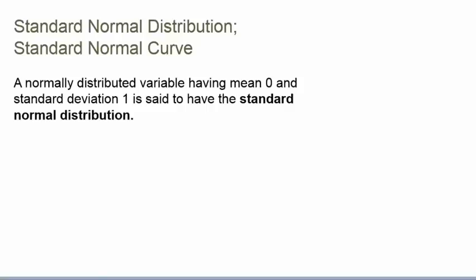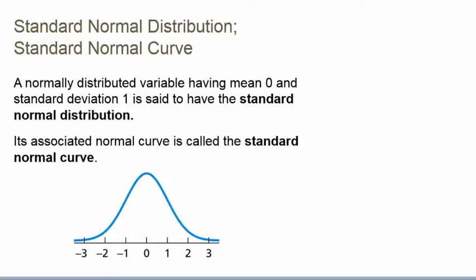Standard normal distribution, standard normal curve. A normally distributed variable having mean 0 and standard deviation 1 is said to have the standard normal distribution. Its associated normal curve is called the standard normal curve. So the standard normal curve is symmetric, goes up from left to right, has the peak at 0, then goes down from left to right.